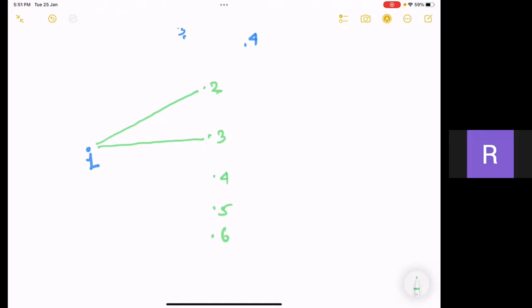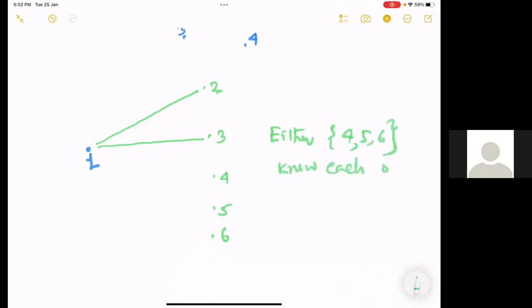Yes, Romit. Either all of them know each other, in which case we have the remaining 4, 5, 6, or one of them doesn't know one of the others, in which case those two pair with 1 to make another one. Right, very good, Ramya. So either 4, 5, 6 know each other. In that case, 4, 5, 6 is the solution, and we are done.